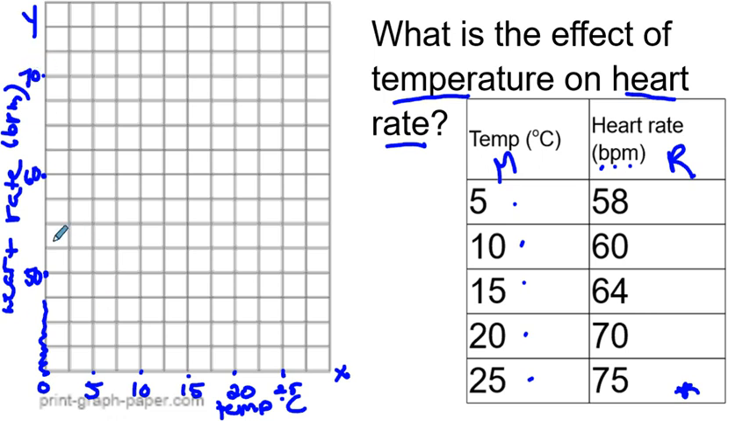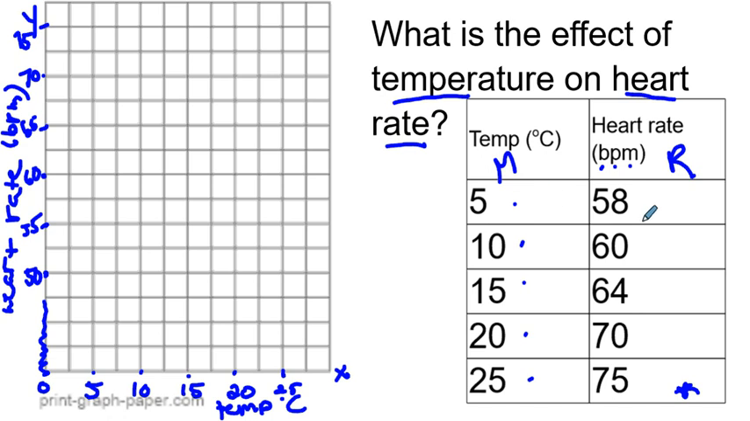So if every 4 squares is 10 beats, then that means that every 2 squares is 5. So this would be 55, 65, 70, and 75. Now I can go ahead and plot these various points on my graph so that I can have a visual representation of the effect of temperature on heart rate.